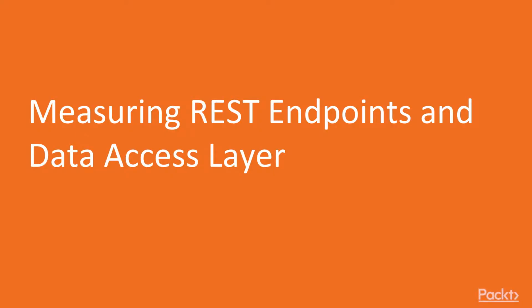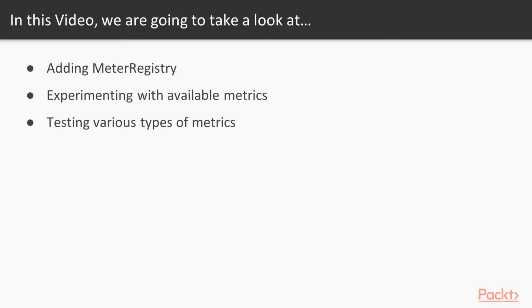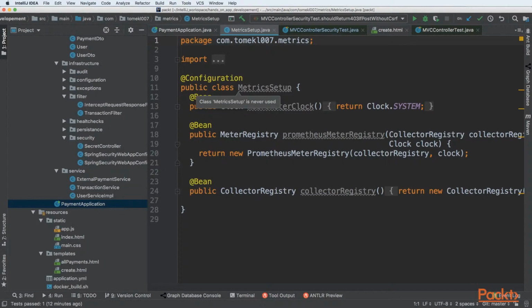In this video, we'll be measuring REST endpoints and data access layer with Micrometer library. So first step will be to add meter registry. We'll be experimenting with available metrics and we'll be testing various types of metrics. So here's our metric setup. We are using the configuration bean to be able to create multiple beans from that component.